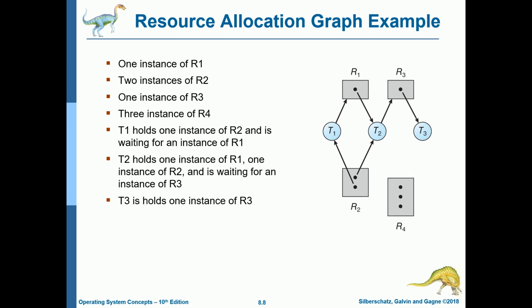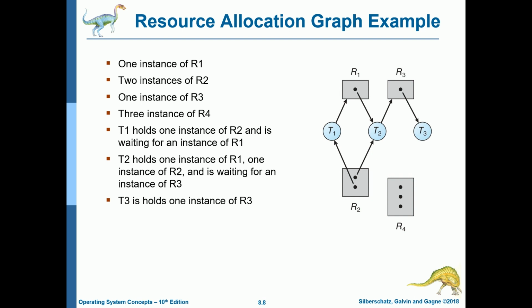Pictorially, we represent the process P(i) as a circle and its resource type R(j) as a rectangle. Now, up until this point, we have been referring to the processes as a set called P. Now, they have distinguished this as the set of threads called T. So pretty much, you can consider the T's as just being the P's.